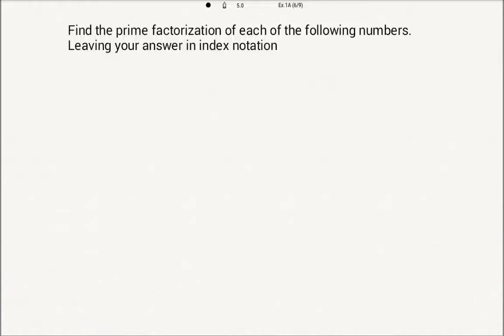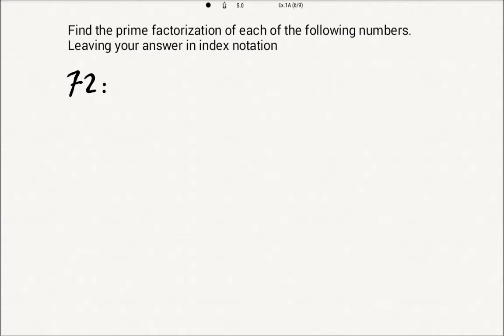Hello. Now we will solve this question. Find the prime factorization of each of the following numbers, leaving your answer in index notation. So first of all, we will find the prime factors of 72.